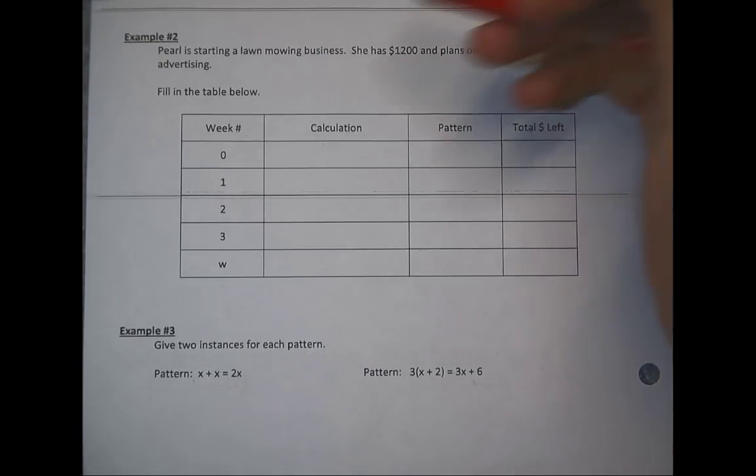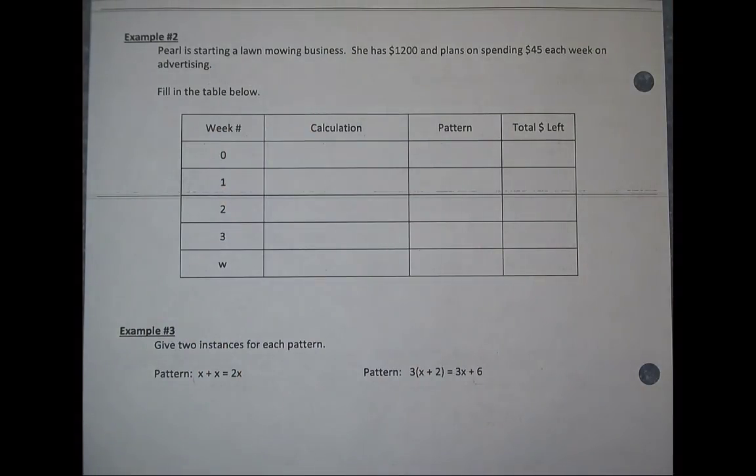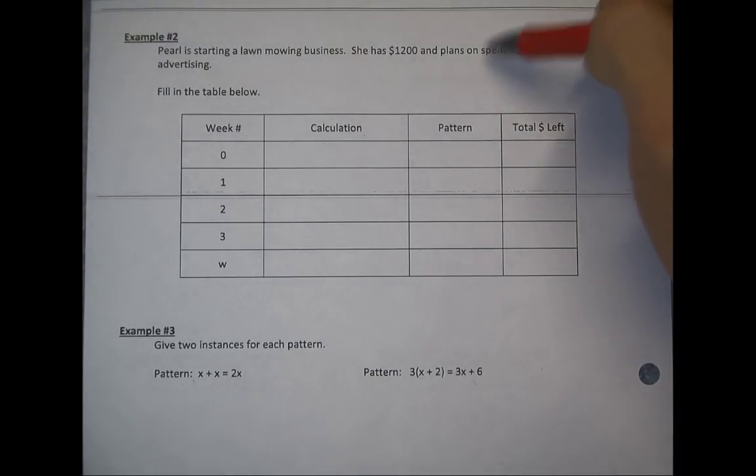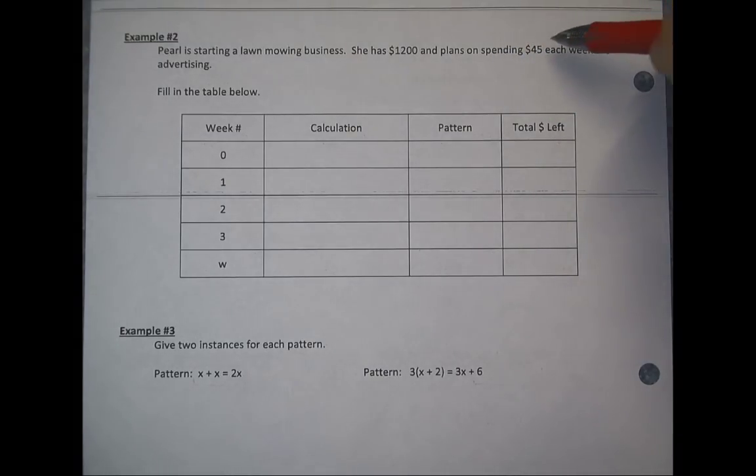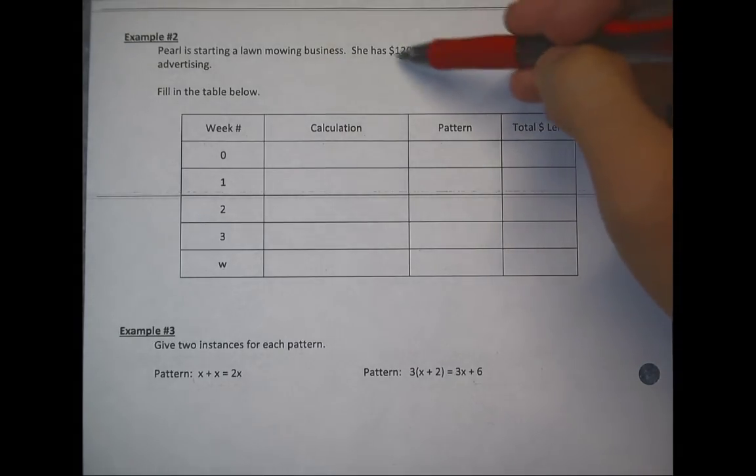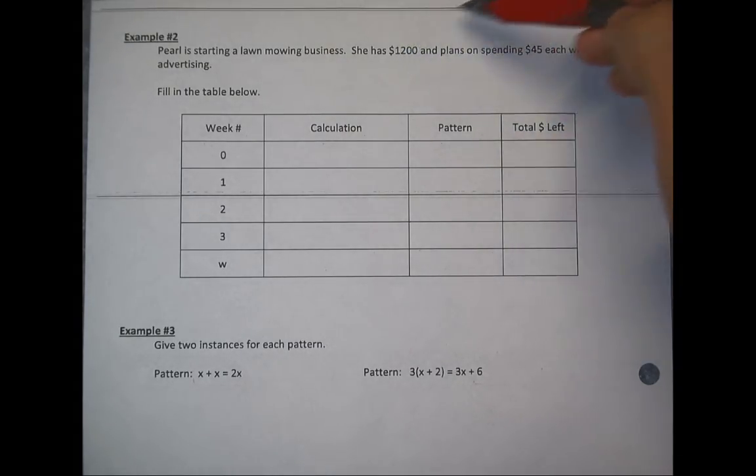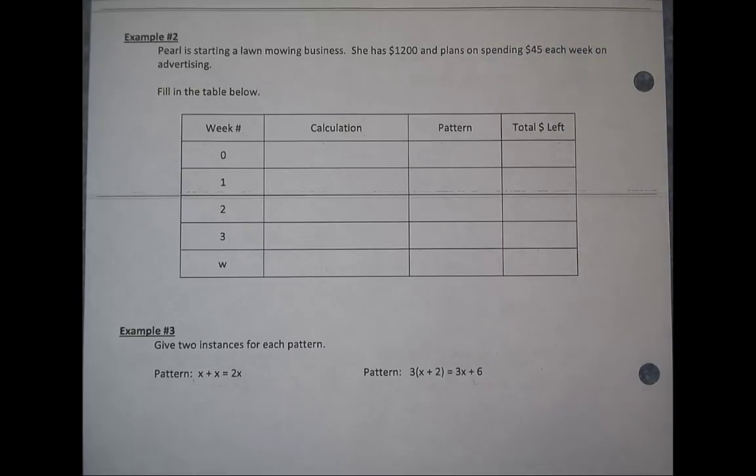All right, so let's see how you did on this one. Pearl's starting a lawnmower business. She has $1,200, so that's your starting number, and plans on spending... So hopefully you didn't add 45. We're spending $45 each week on advertising. So she started with 1,200, and now she's losing or spending $45 each week.